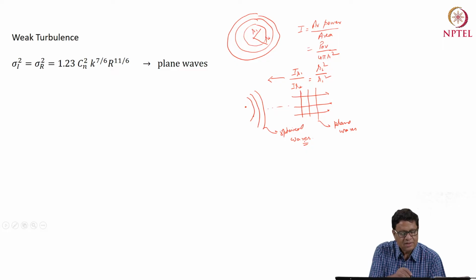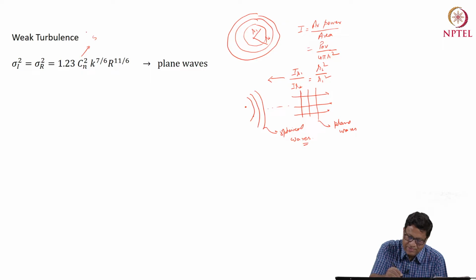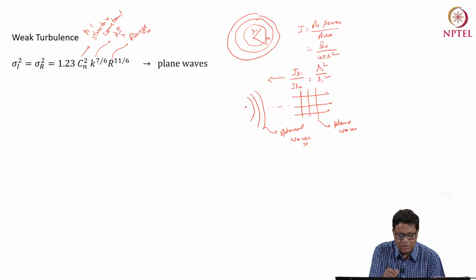The scintillation index, sigma I square, as we have seen in the last slide, is equal to the Rytov parameter for weak turbulence, and is given by 1.23 Cn square. This is the refractive index structure constant, which we had defined earlier. And k is the wave number, which is given by 2 pi by lambda, and R is the range or distance. So if you put 2 pi by lambda here, then you can see that for longer wavelength, there's a lesser irradiance fluctuation. So longer wavelength will have lesser scintillation index or lesser sigma I square.